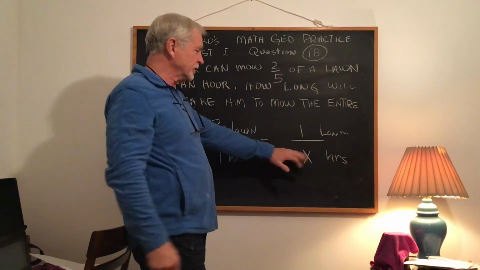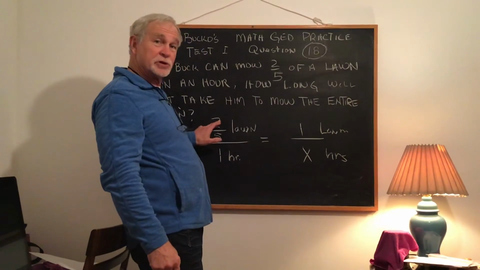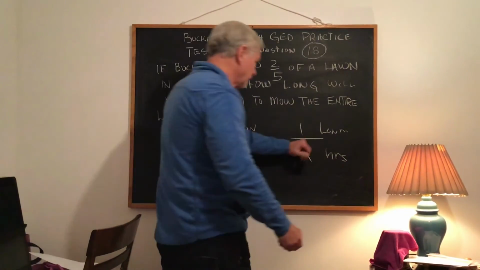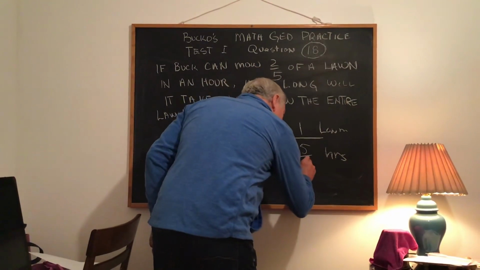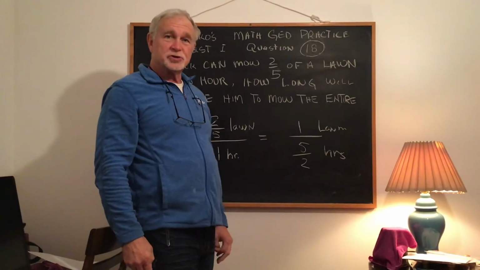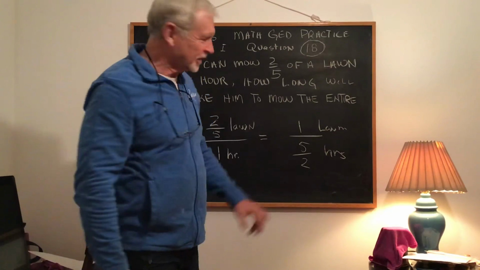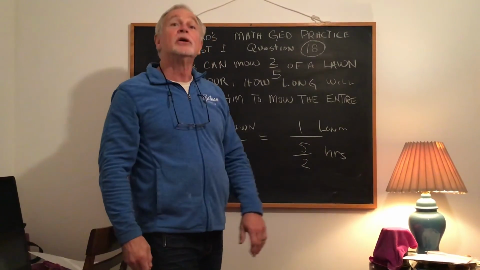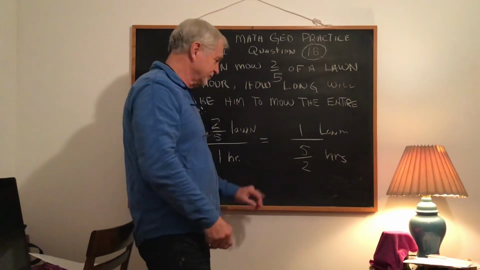So we know what to do here. We know what X is going to be because it's going to be the flip of this, the reciprocal of that. So it's going to be 5 divided by 2, or 5 halves, which is 2.5 wholes. Because 2 goes into 5 twice and 1 left over, so it becomes 2.5.